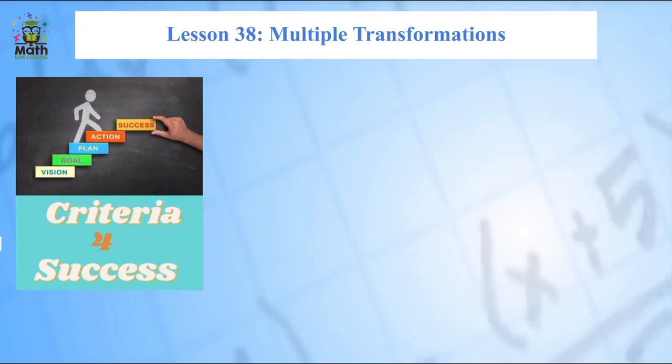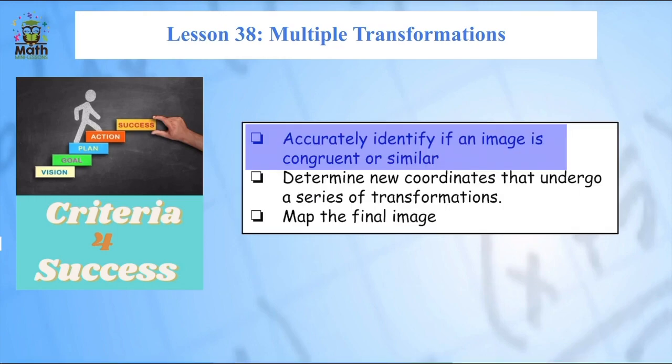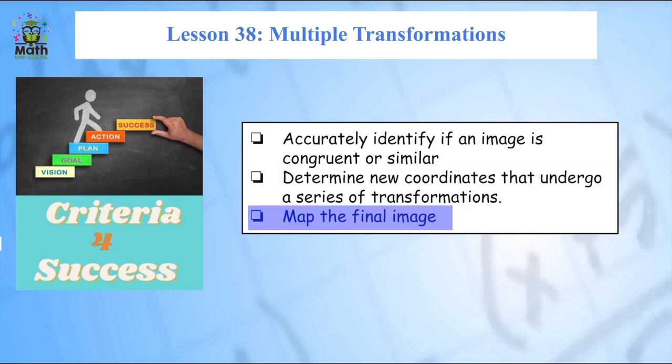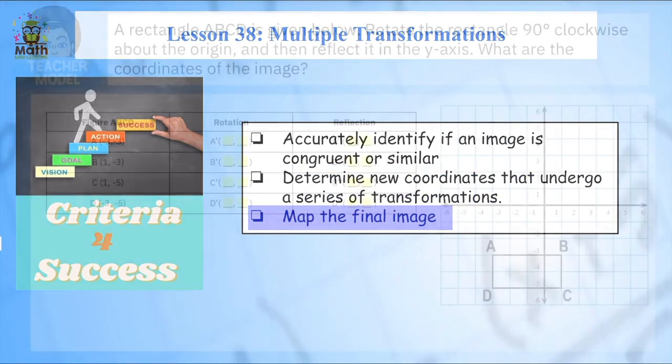Welcome to lesson 38. Now we're going to talk about multiple transformations, when you can have more than one thing happening to a shape. So watch how we can identify if an image is congruent or similar. That's the first thing I'm going to look for. Then how I can determine the new coordinates that undergo a series of transformations. You'll watch that sequence happening, and then how I map that final image.